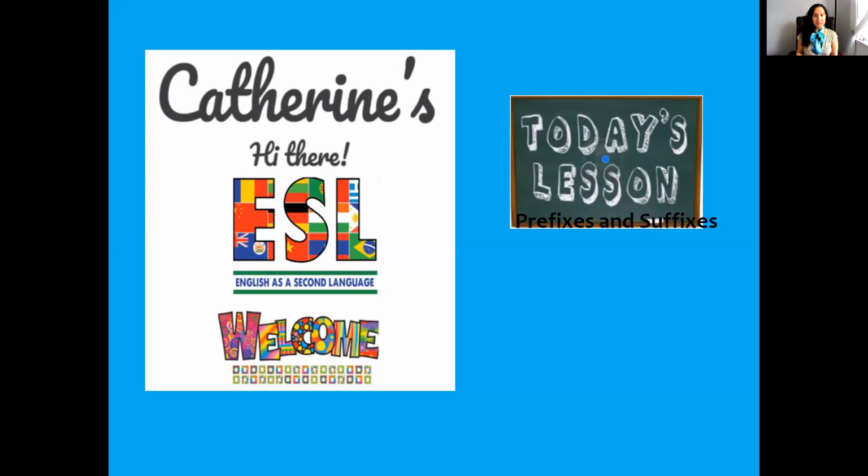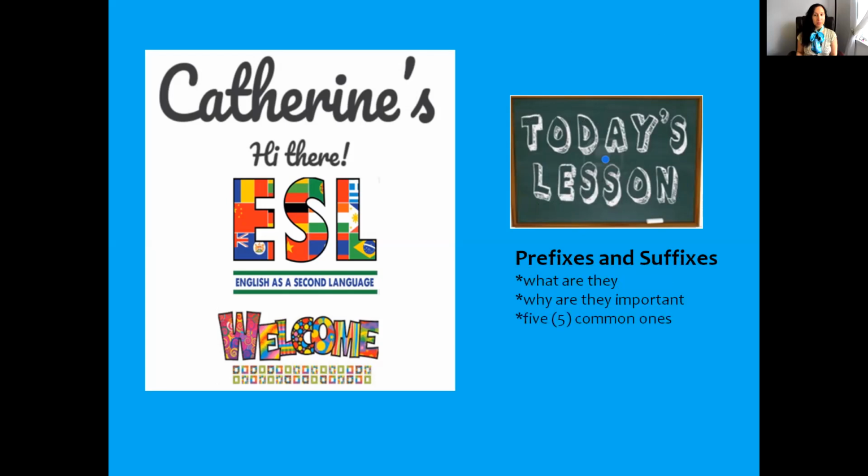So today's lesson, again, we will focus on prefixes and suffixes. What are they? Why are they important? 5 common ones. How to use them. And we'll have a summary so you can remember a little bit going forward.